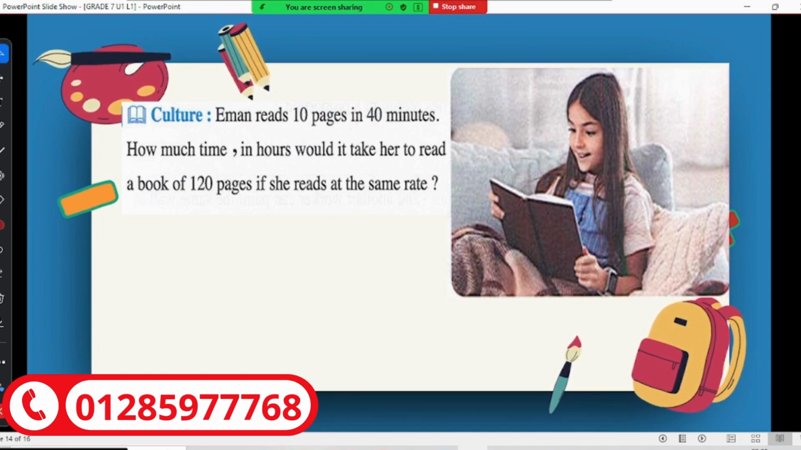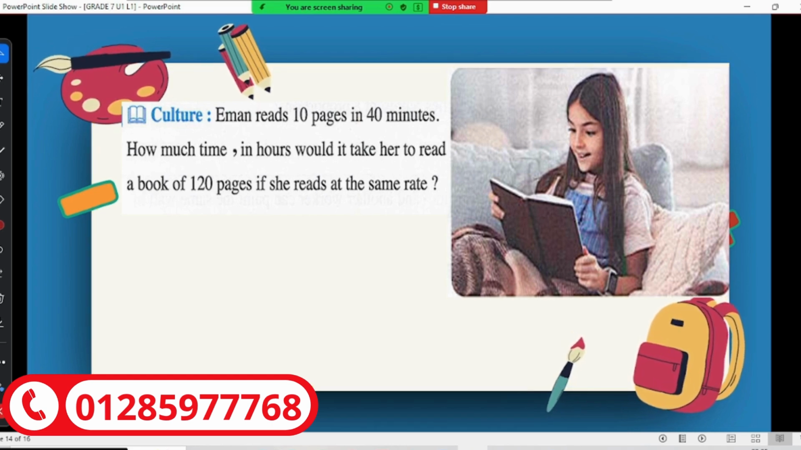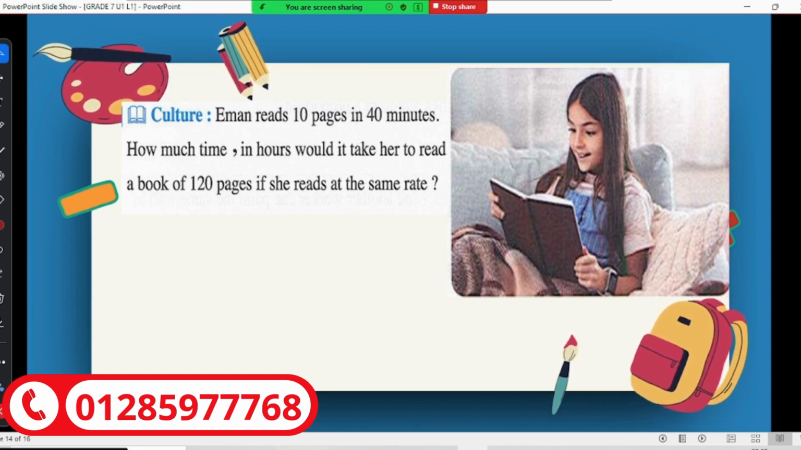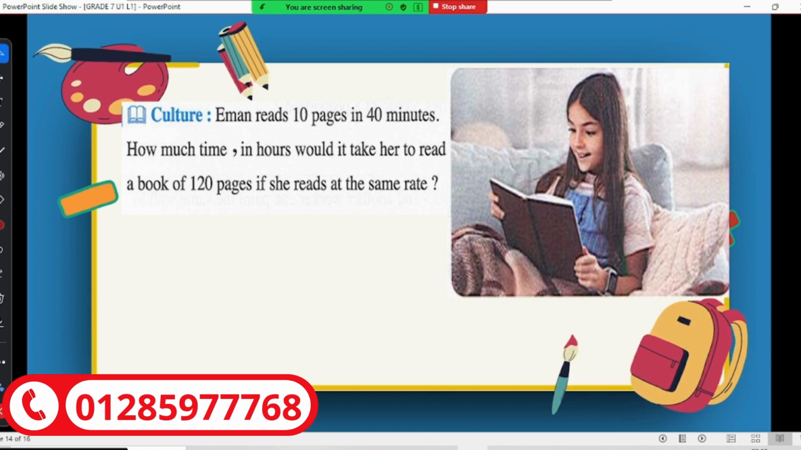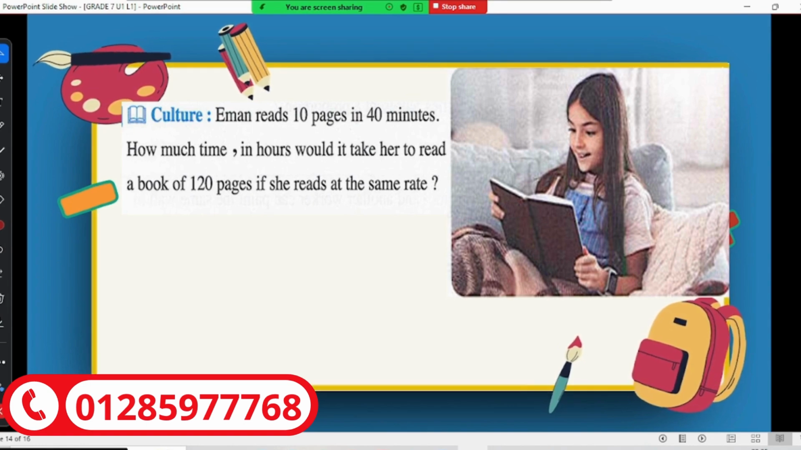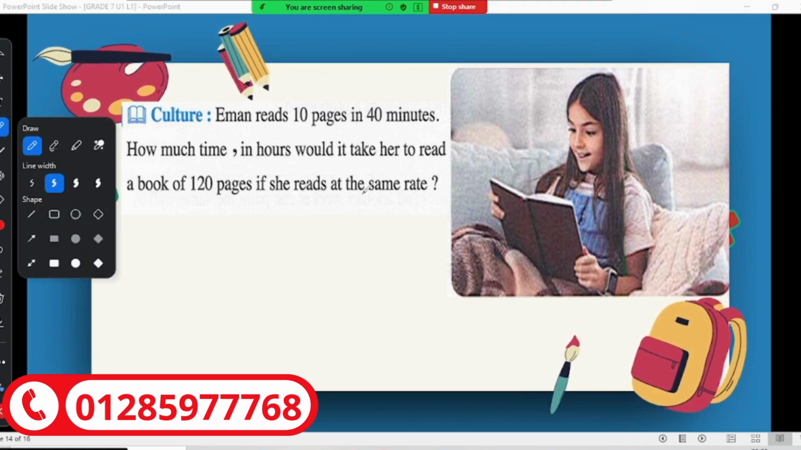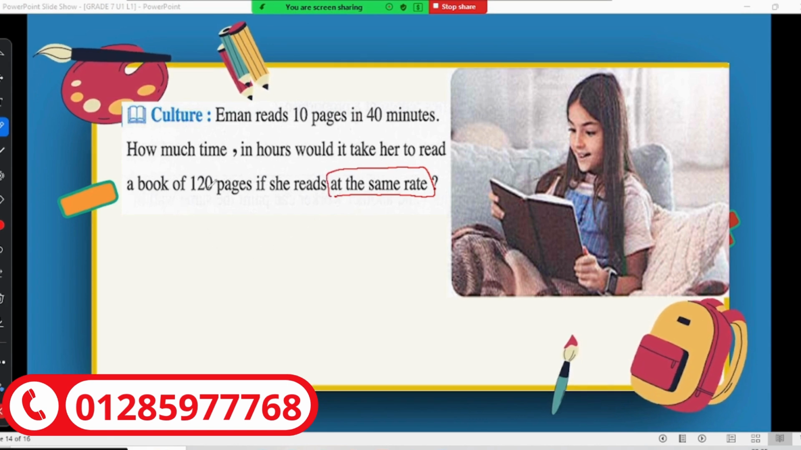Now it is time for culture. A man reads 10 pages in 40 minutes. How much time in hours would it take her to read a book of 120 pages if she reads at the same rate? What does the same rate mean? The same rate means that we have proportional ratios.